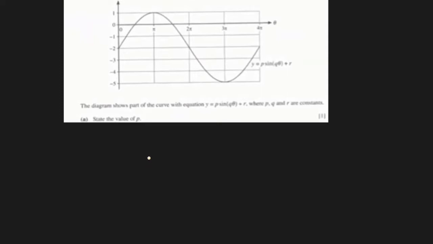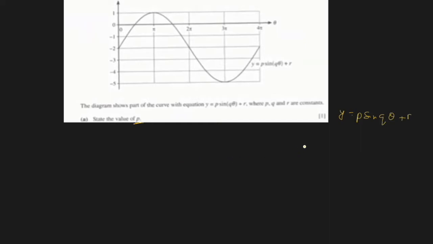Question 2. The diagram shows part of a curve with equation, let me write it again, y equal to p sine q theta plus r, where p, q, r are constants. State the value of p. Obviously later they will ask the value of q and r also. Let me try to explain everything here.